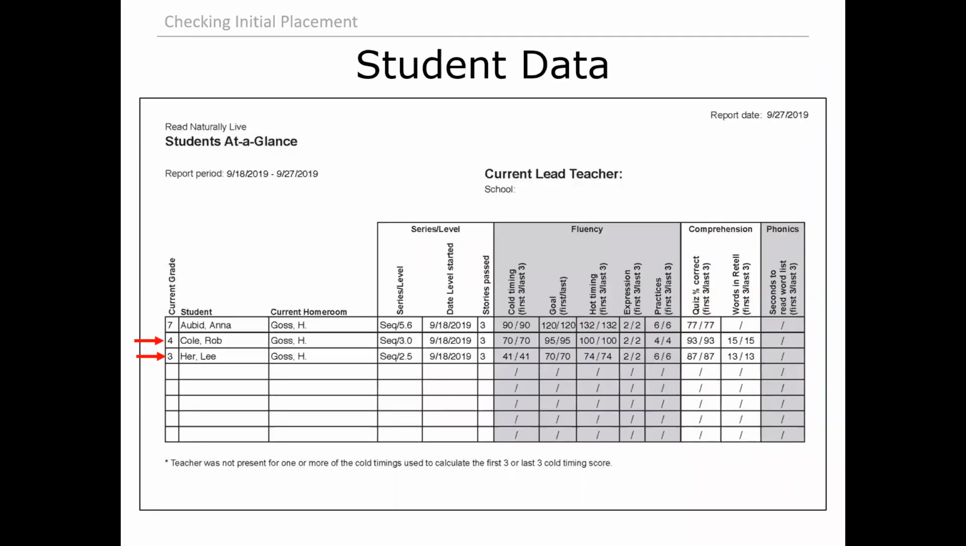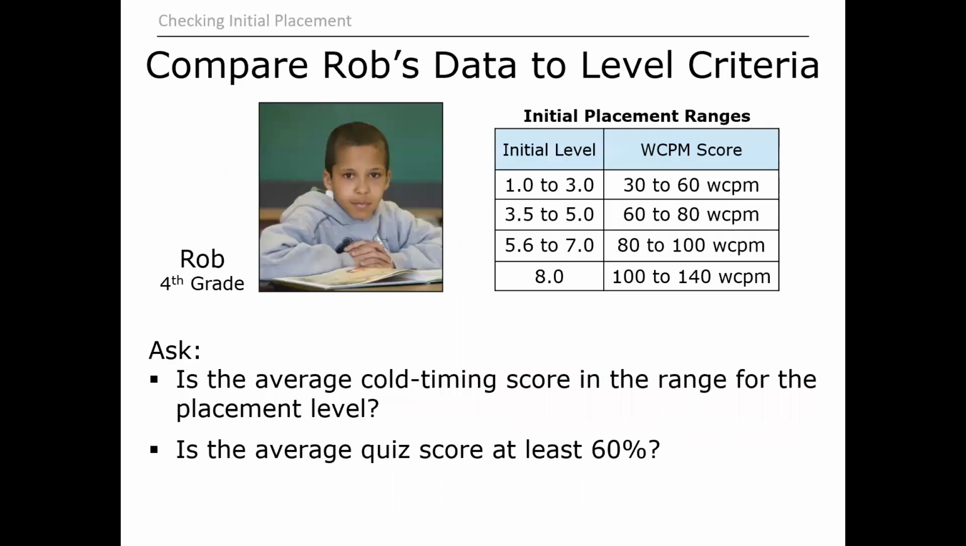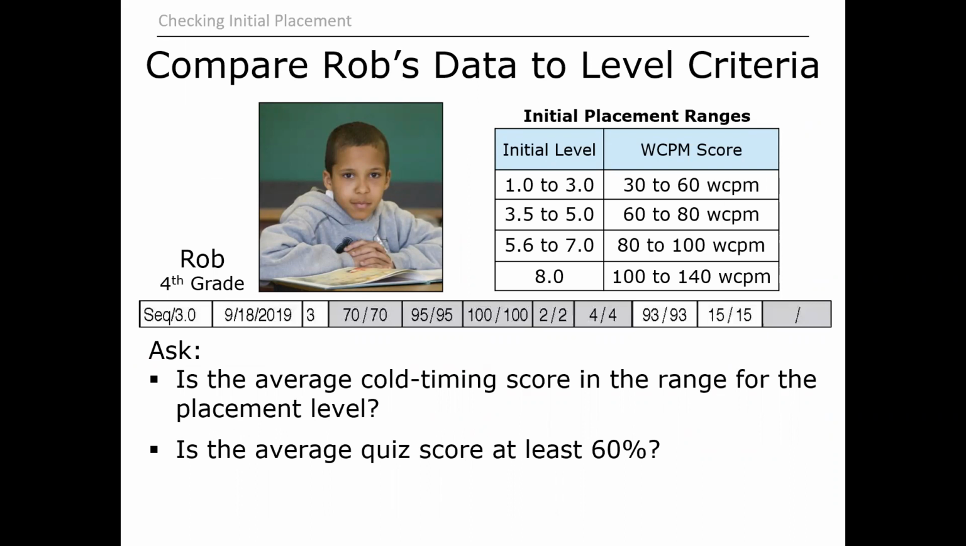Okay, so now what we're going to do is look at Rob's data and Lee's data, and see if Rob and Lee are in the correct place. Let's walk through this process together, starting with Rob. Rob is a fourth grader working in level 3.0. We can see that on his report.